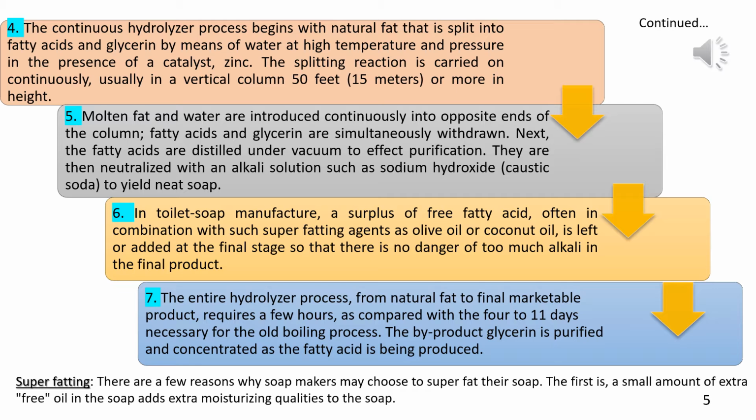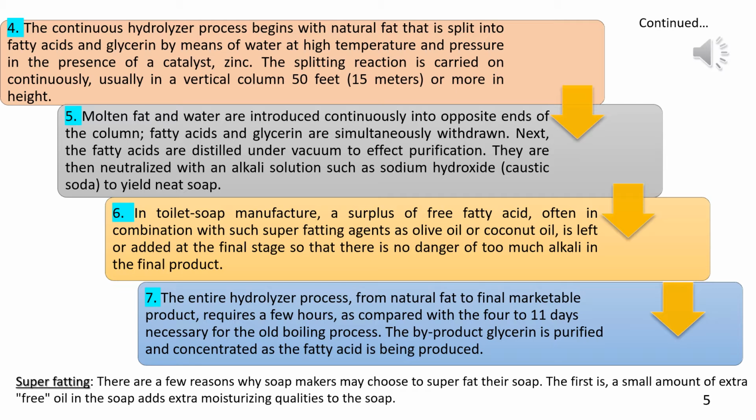So what are superfatting agents? You can take an example of superfatting as olive oil or coconut oil. So what is superfatting? It is the process of adding a small amount of extra free oil in the soap that adds extra moisturizing qualities to the soap. So by adding the superfatting agent, there is no danger of the presence of too much alkali in the final product.